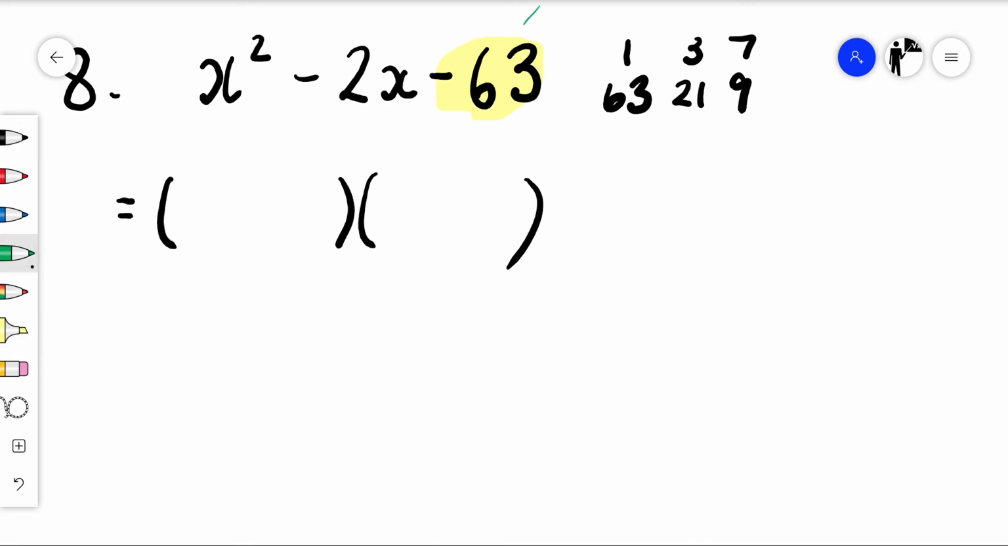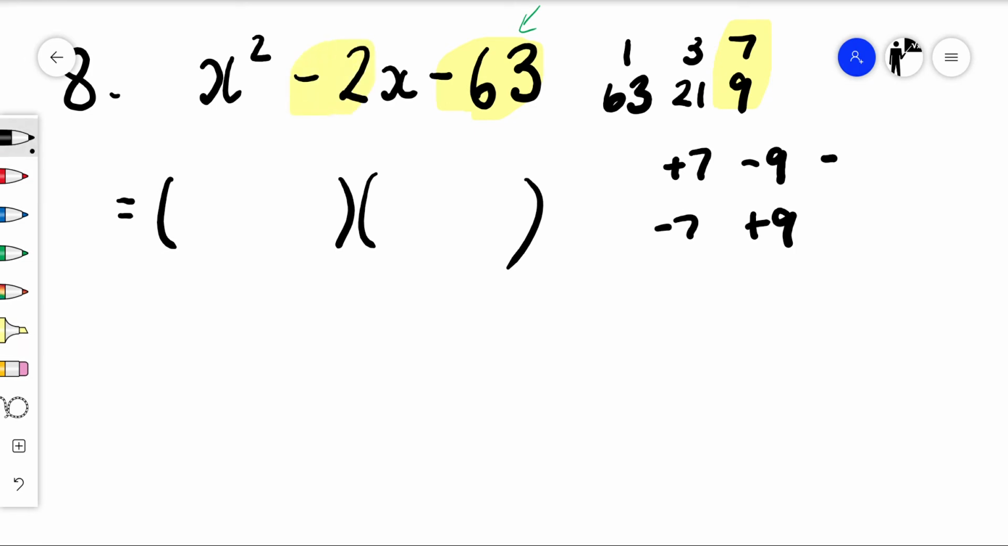Our strategy changes slightly here because when the last term is negative, we don't look for the factor pair that makes 2, we look for the factor pair that are 2 apart. That's going to be 7 and 9. Okay, so we've got two options. We could have plus 7 and minus 9, or minus 7 and plus 9. We want to choose the option that makes minus 2.